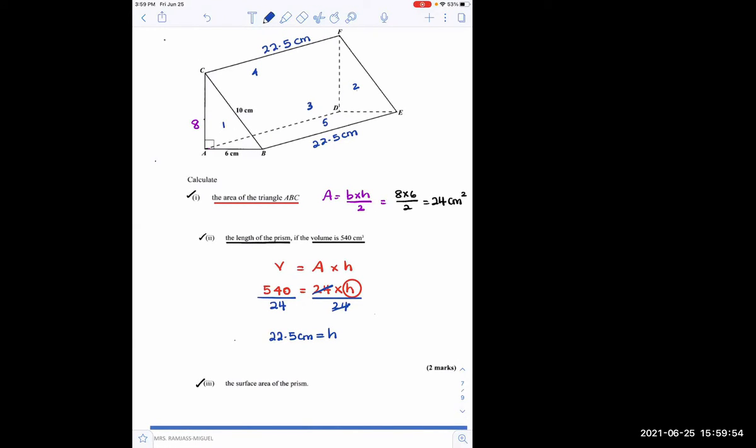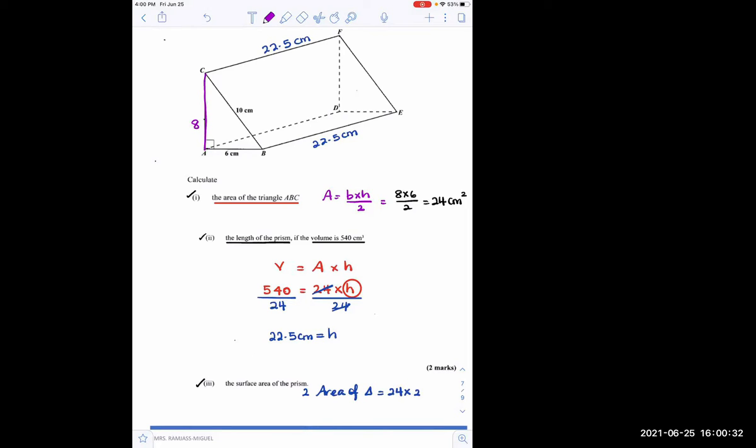So the area of the triangle first. The 2 triangles are the same, right? So the area of the triangle is 24. But there are 2 triangles, so it's 24 by 2. Yes? Now, how many sides does a triangle have? How many sides in a triangle? 3, miss. 3.